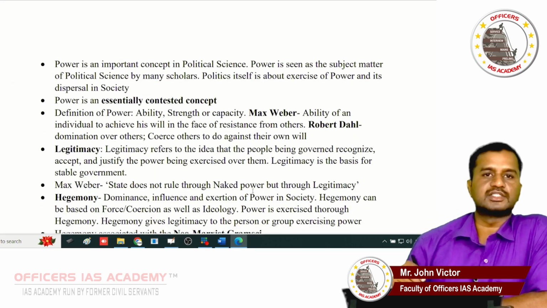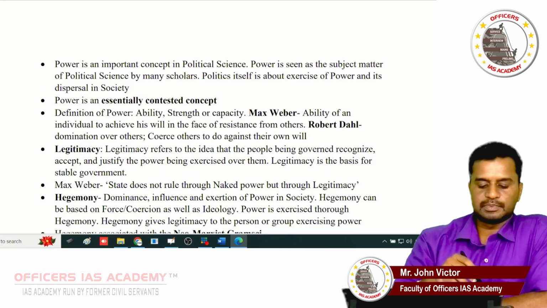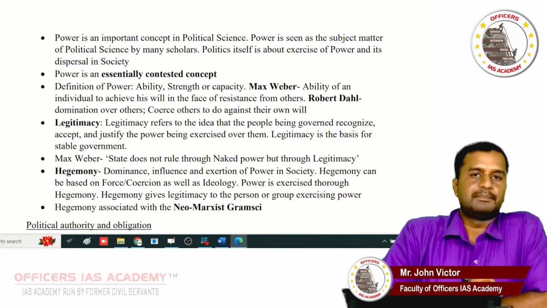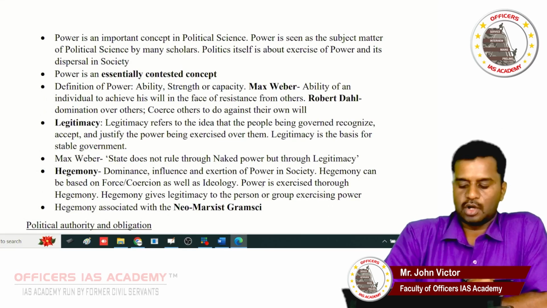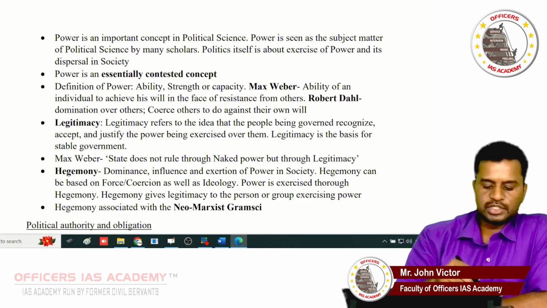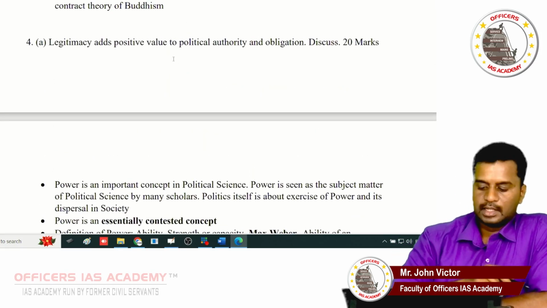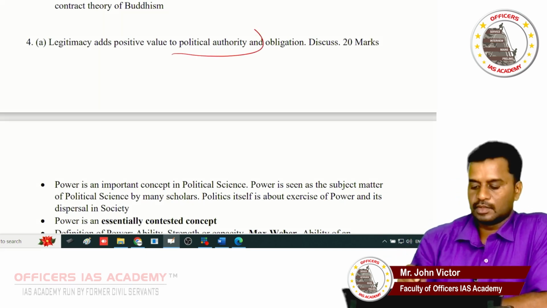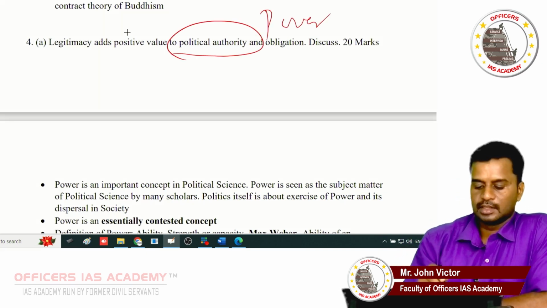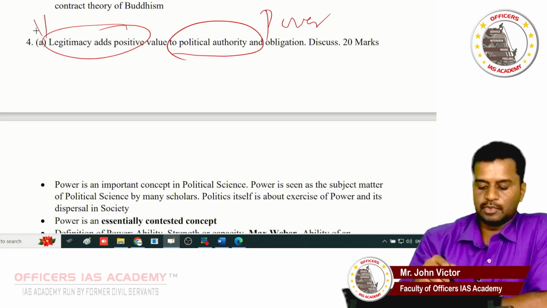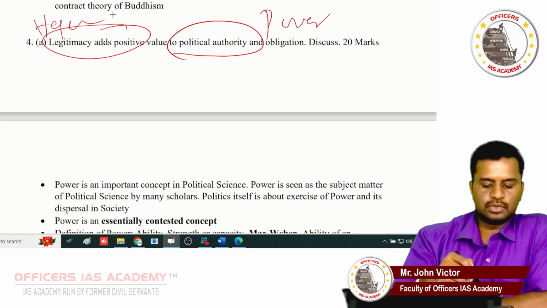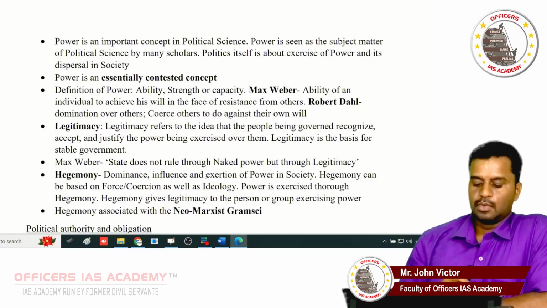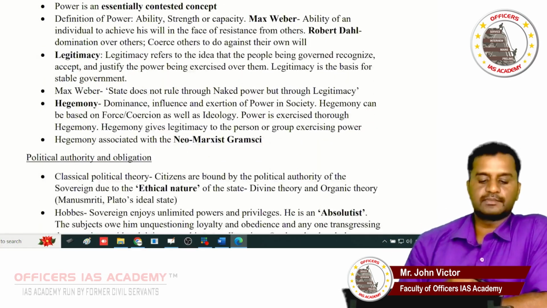Legitimacy basically means fairness. If something is accepted as fair or just, it is called legitimacy. Something backed by law is also called legitimacy. So the question is about how legitimacy adds positive value to political authority and obligation. Here, power, and here, hegemony. Right? We just have to write what we already discussed. What is power? What is legitimacy and what is hegemony?